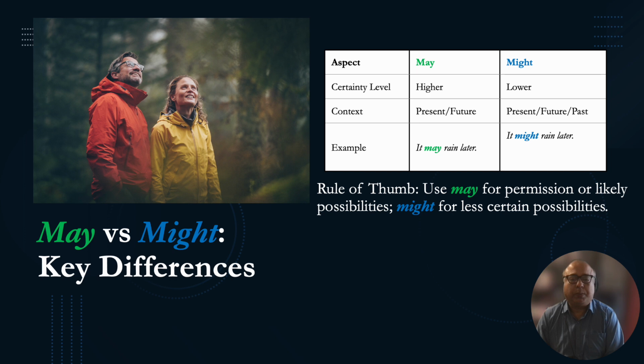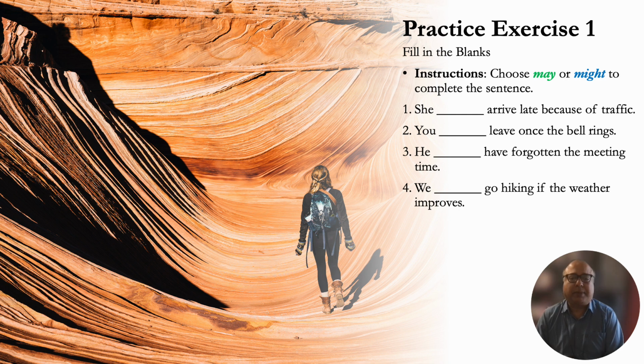Okay? So, what is the rule of thumb? The golden rule is that use may when you're asking for permission, such as, may I borrow your pen, please? Or likely possibilities. Use might when you're not certain, when you're not sure. Okay? All right. So let's do this practice. It's an exercise I have put together for you.